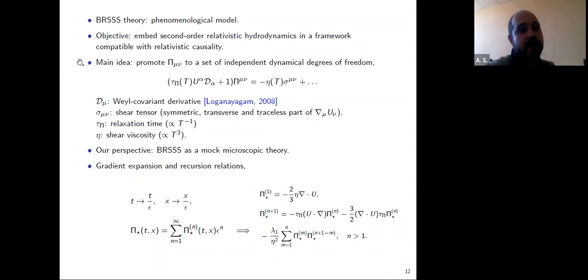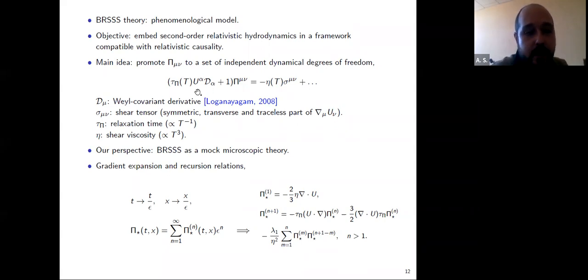So the main idea behind the BRSSS theory, or behind MIS theories in general, is to promote the dissipative tensor to a set of independent dynamical degrees of freedom subject to their own equation of motion. So here you have a schematic representation of this equation of motion in BRSSS theory. We take the algebraic relation between the dissipative tensor and derivatives of the fluid flow variables that we have in the gradient expansion. We truncate it at second order, and then we promote this algebraic relation to an equation of motion of a relaxation form for pi mu nu.